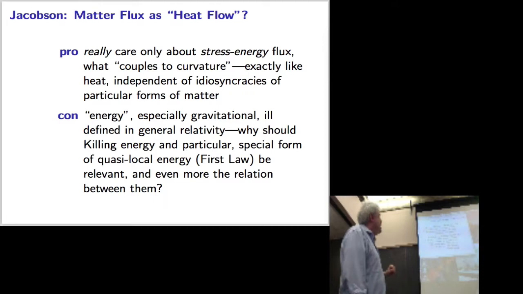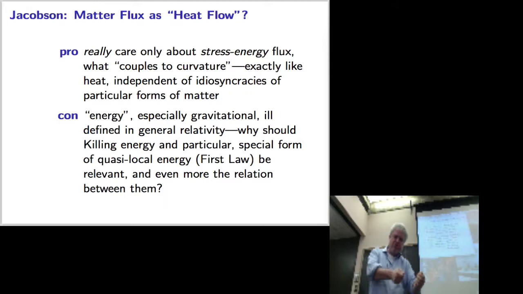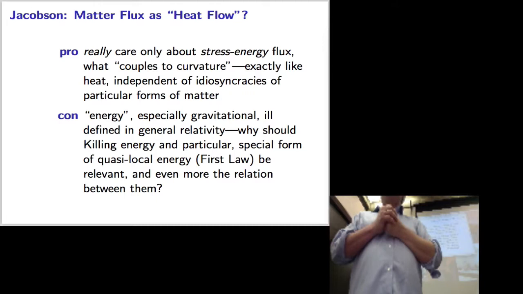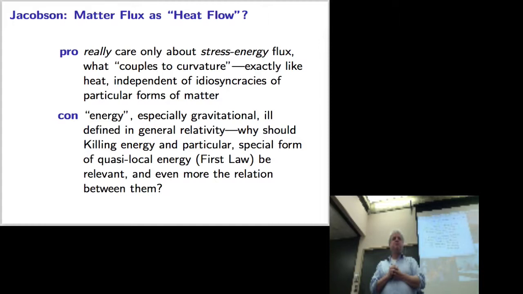The con is that energy, especially gravitational energy, is really ill-defined in general relativity, and it's not clear to me why Killing energy in particular, and a special form of the quasi-local energy, the first law, should be relevant. Why we should single them out as being of particular significance and having a particularly deep and intimate relation with the Einstein field equation, and even more, why the relation between the Killing energy and the quasi-local energy of the first law should be relevant. There are lots of other ways one might try to characterize something like energy in general relativity. One might, for instance, think of geodesic deviation as an effective work term, completely different from either one of these conceptions of energy. Why are these conceptions of energy privileged, not the one I just mentioned? No idea.